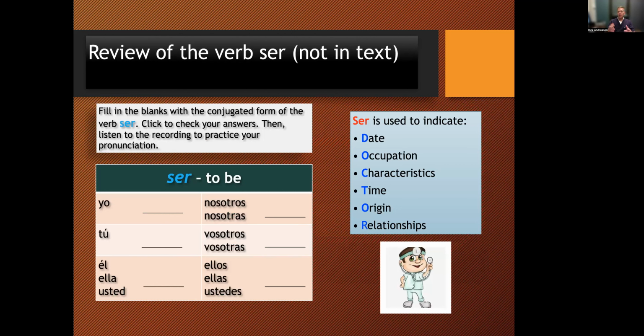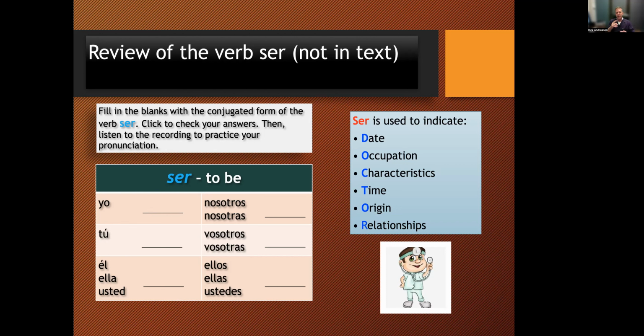Okay, so here's a little reminder. Ser, or a mnemonic, I guess. Ser is used to indicate date, occupation, characteristics, time, origin, and relationships, among other things. But that spells out the word doctor, which is important to me. That's what I am. But that is a way to remember some of the uses of the verb ser, and we'll get to that in another lesson again. But you'll understand where that fits in.